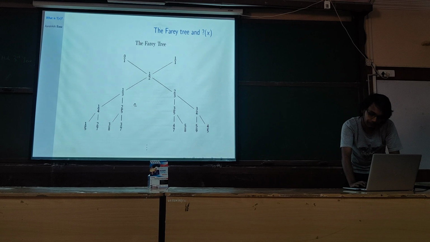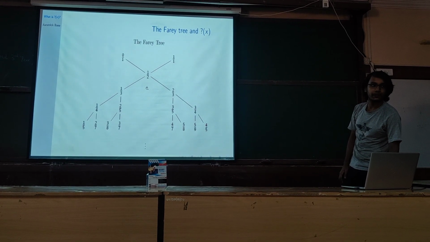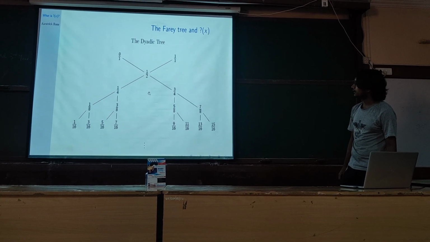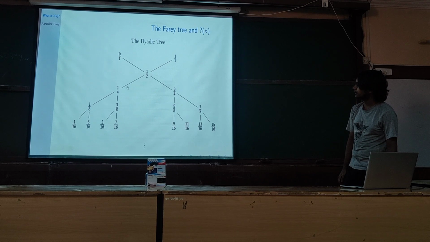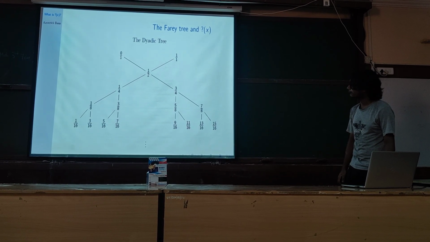So if you notice, all rationals in 0, 1 will appear exactly once here. But as we all know, the rationals that appear here are only the dyadic ones, in the sense that they are the numbers with denominators powers of 2, right?